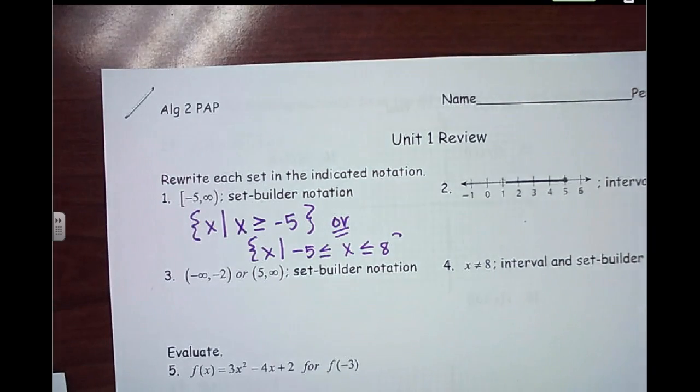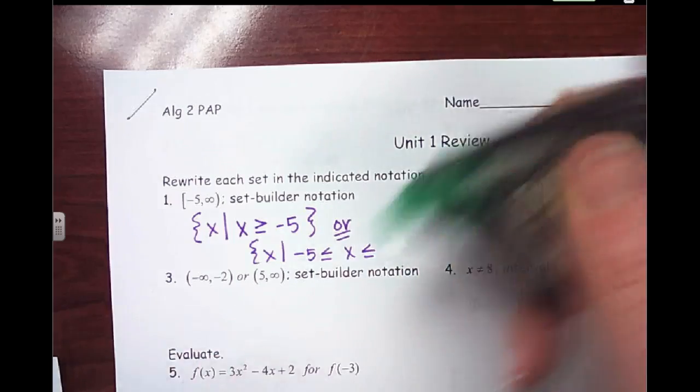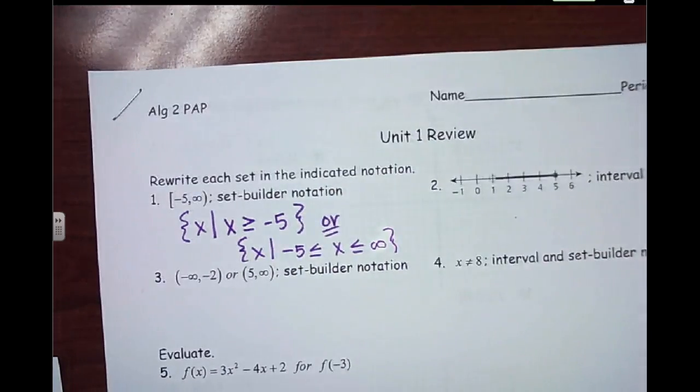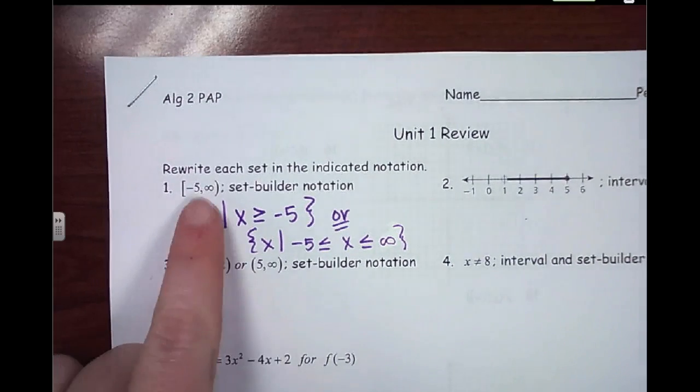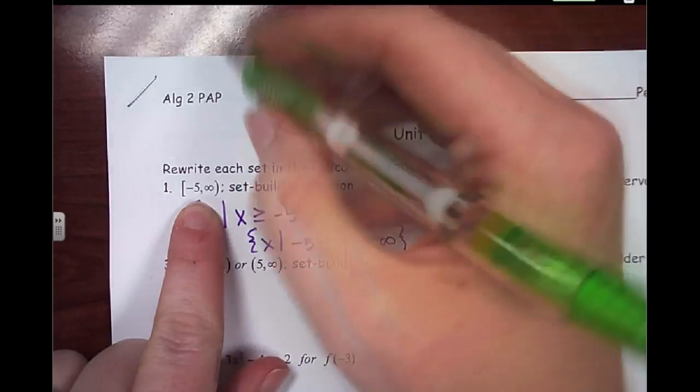So it doesn't matter either way. It just depends on the teacher you have and the method you like, but either one would be fine in that case. Infinity, there we go. Okay, so that's set builder notation. If you get confused looking at this, then draw yourself a picture on your number line.